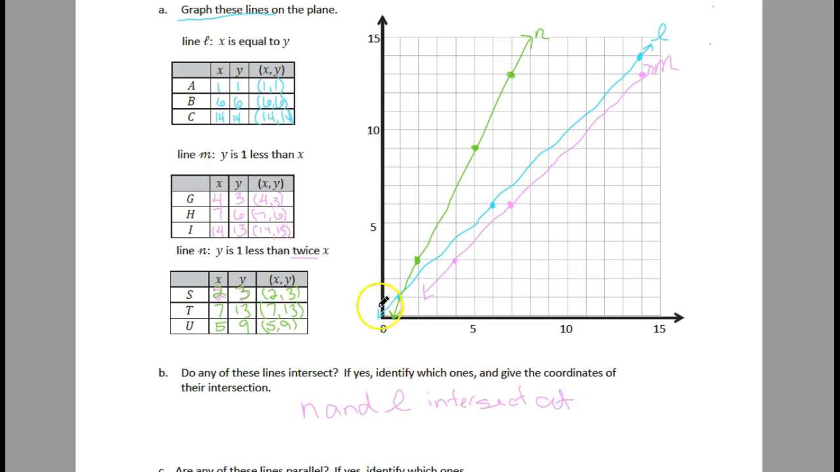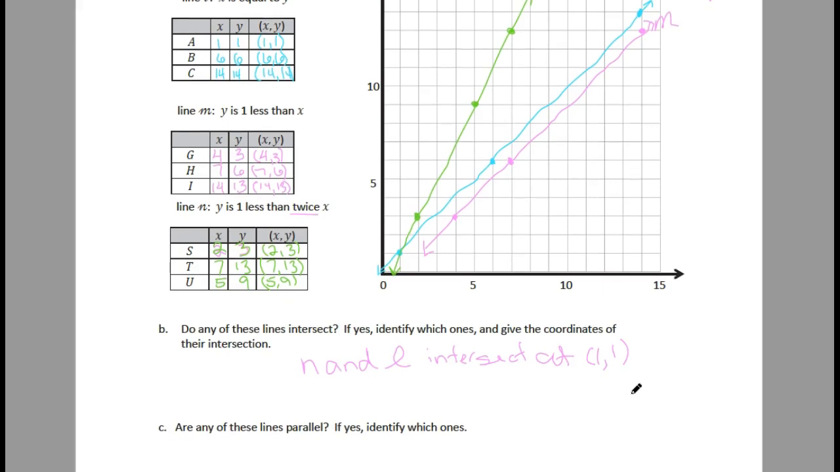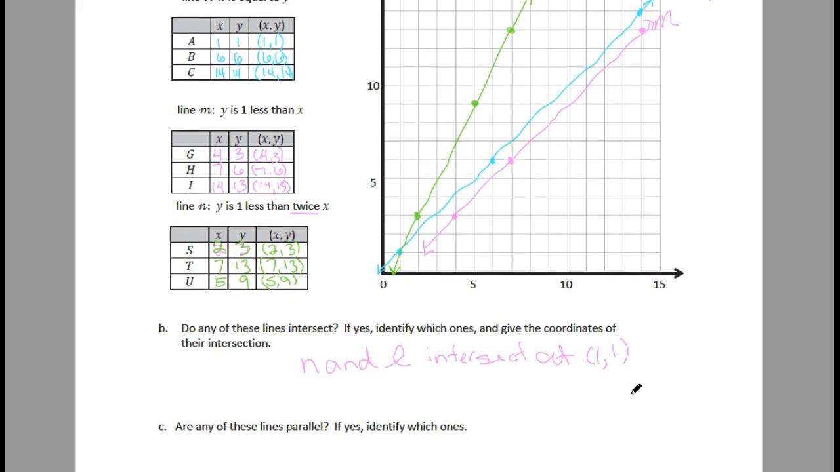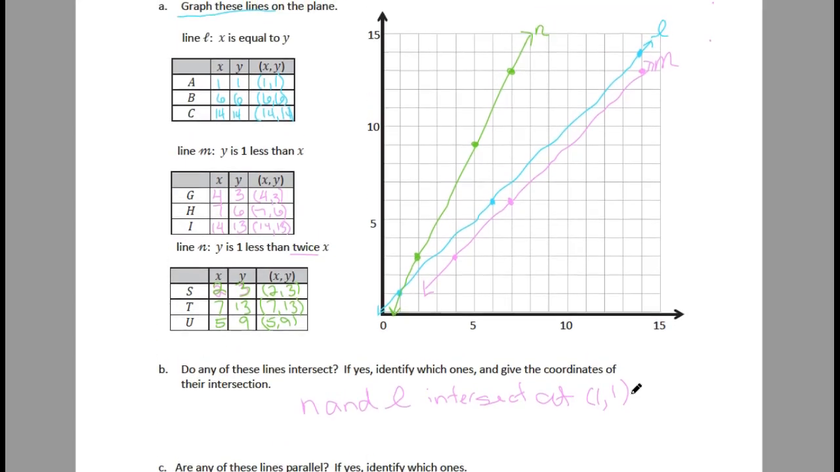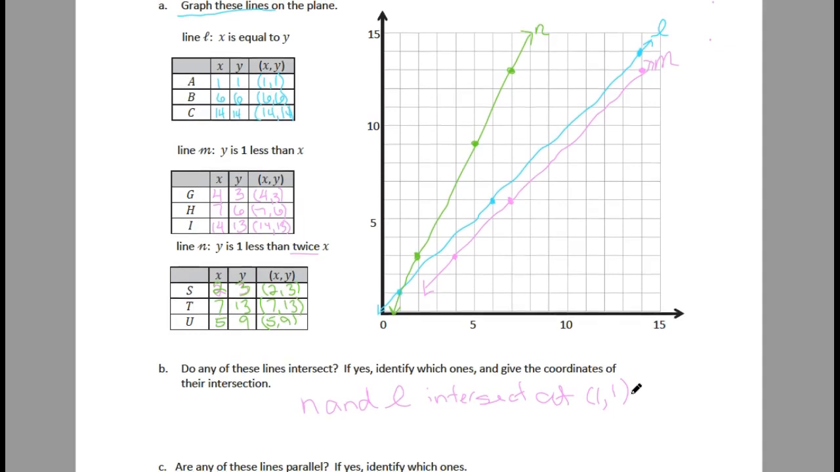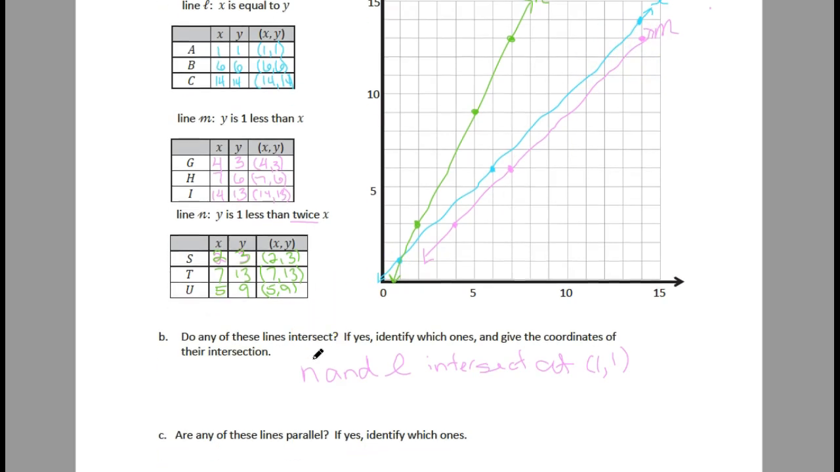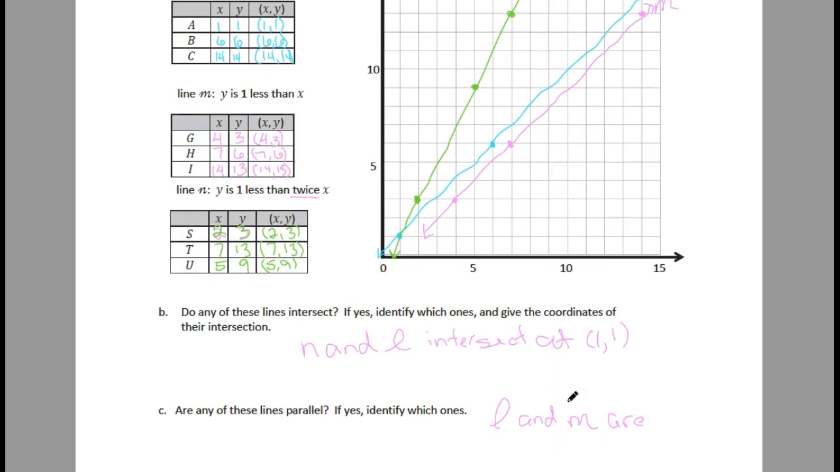at, let's find the point. 1, 1. Oh, that's easy. 1, 1. Let's see if there's more to this question. Are any of these lines parallel? Identify which ones. Yeah, remember we talked about that at the beginning, how it seemed like L and M were always 1 apart. So, any of them parallel? L and M are parallel.